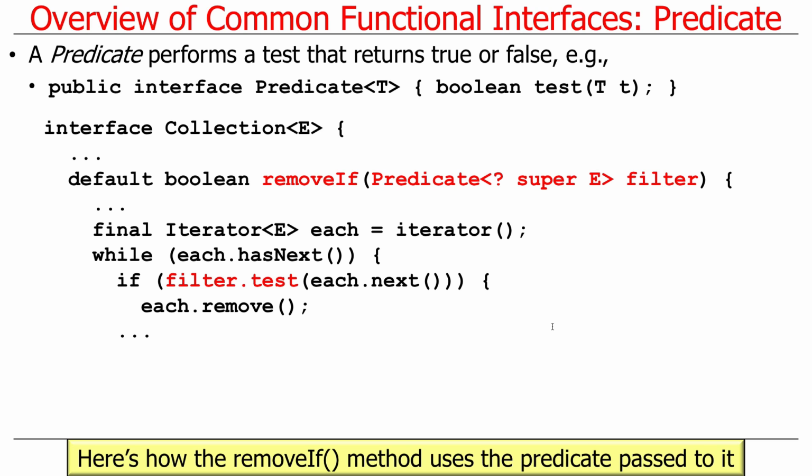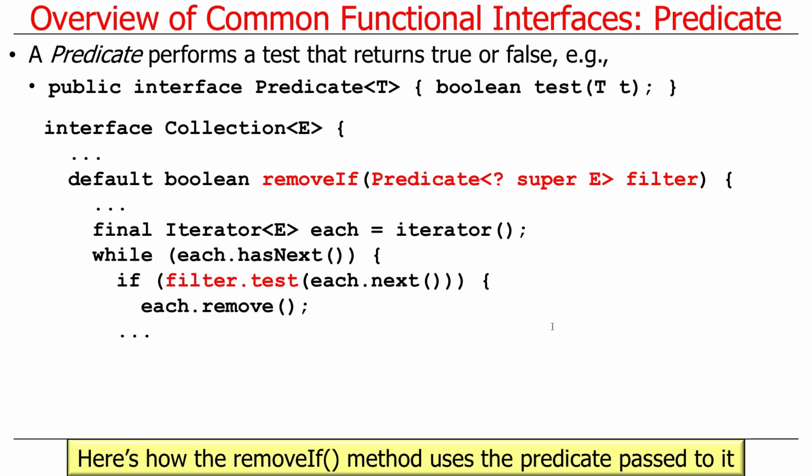All this says is that whatever E is, whatever the type of the collection is going to be, this thing needs to be an E or a subclass of E. That's what that funky question mark syntax means. It just means whatever this thing is, it's a subclass of E or E itself.